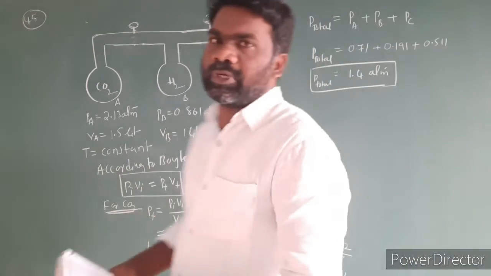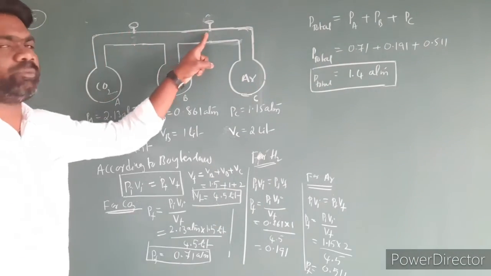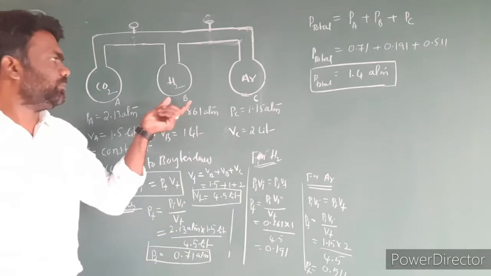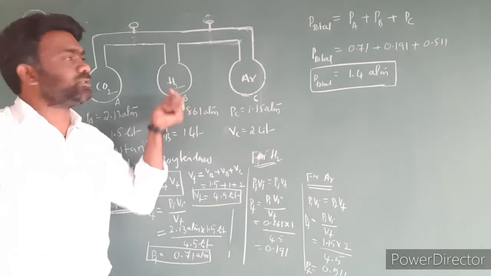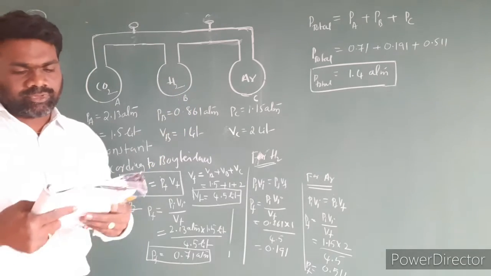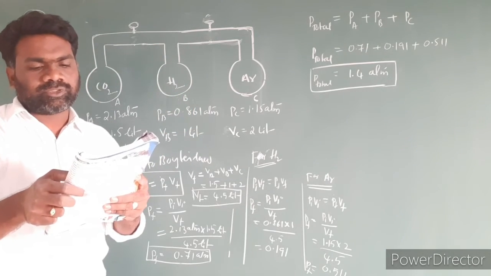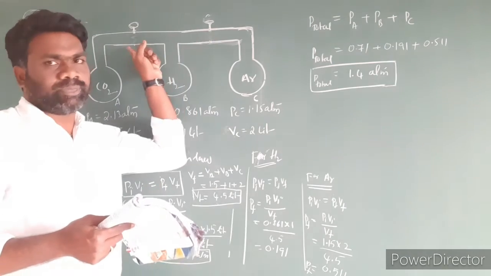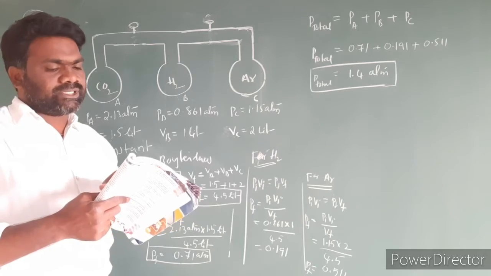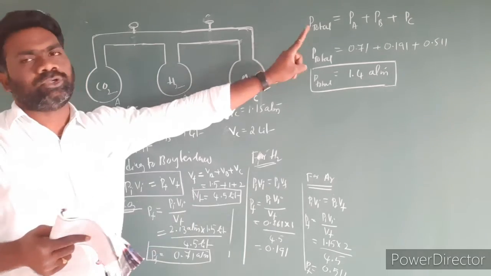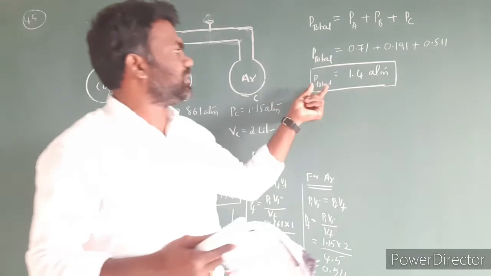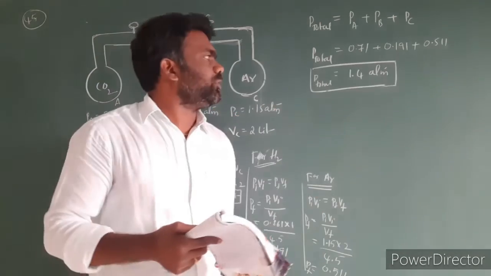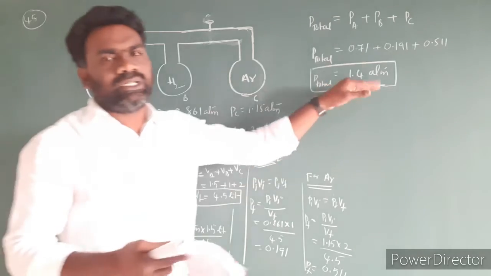Here all the stopcocks are opened. The total pressure in the manometer can be taken as the pressure of the gas in bulb B. When all the stopcocks are opened, the pressure in bulb B will be equal to the total pressure. I can take any. So here P total is equal to 1.4 atmospheres. This is the total pressure.